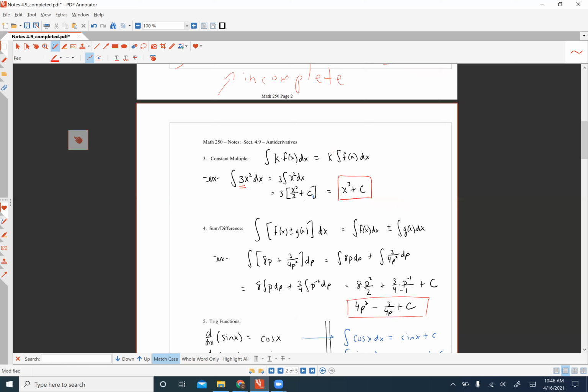So the integral of 3x squared is, again, the integral of x squared is x cubed over 3. And then you have this 3 here. So these 3's cancel each other out. So it's x cubed plus c.